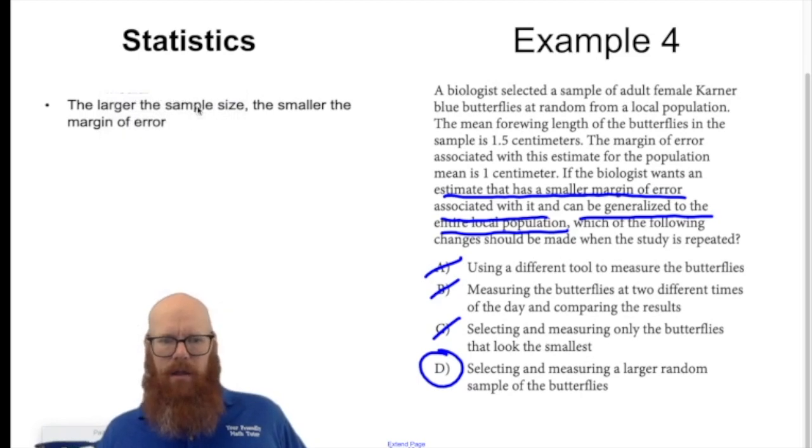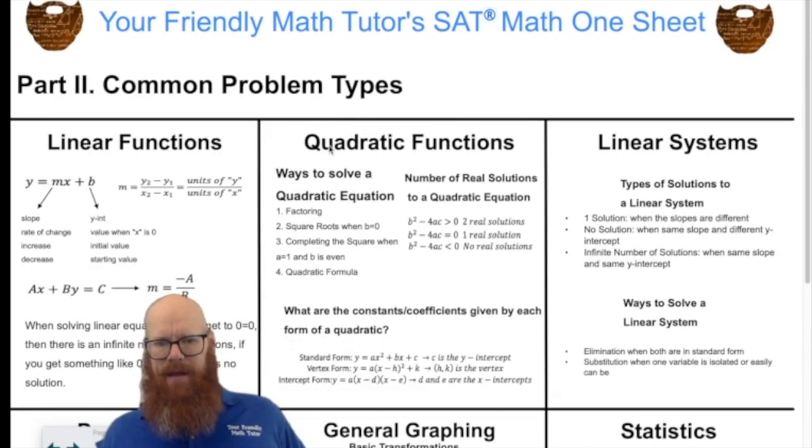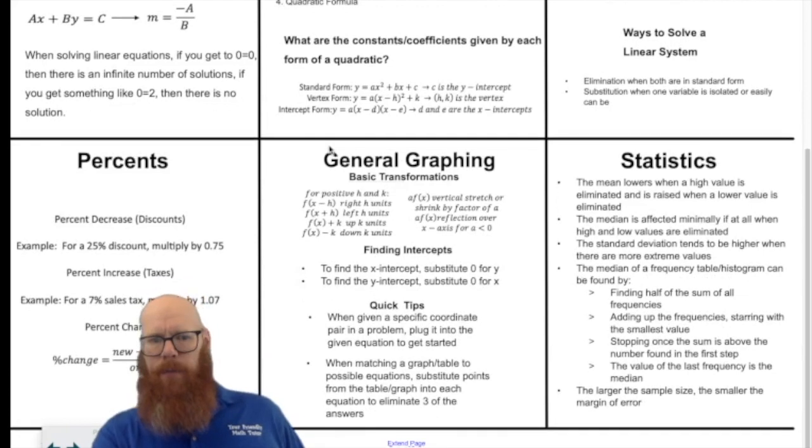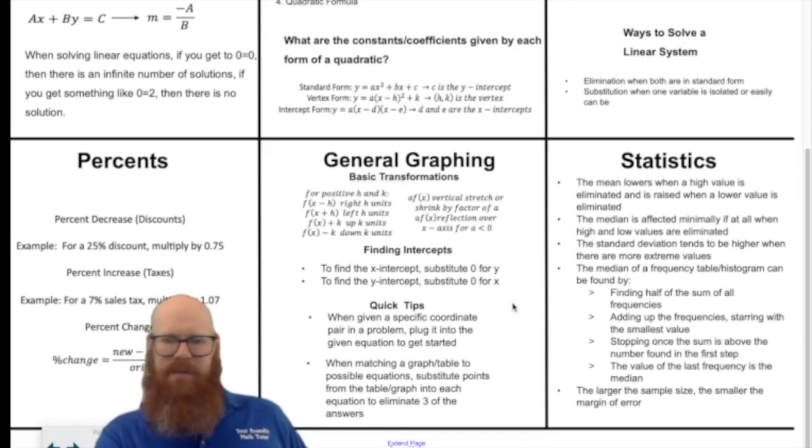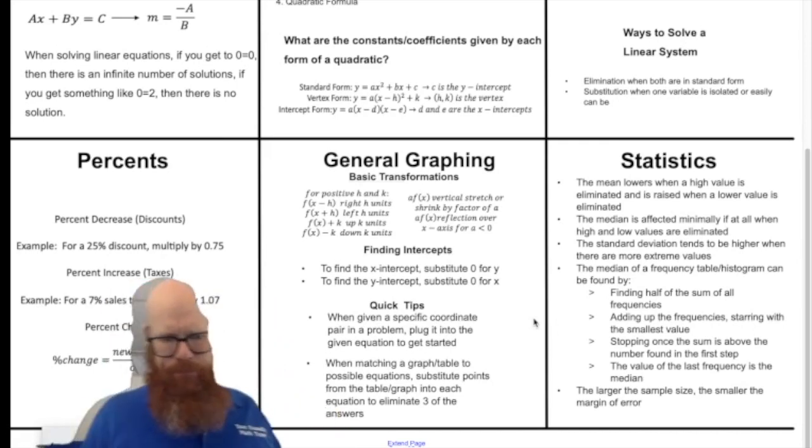All right, let's head back. And that is the end of common problem types. So today we learned about percentages and how to use those to represent decimals, thinking of percent decrease and percent increase as a single decimal value. We went over some general graphing tips, some transformations, intercepts, and other quick tips to do certain problems, and then statistics having to do with mean and median and standard deviation, as well as margin of error relating to sample sizes.